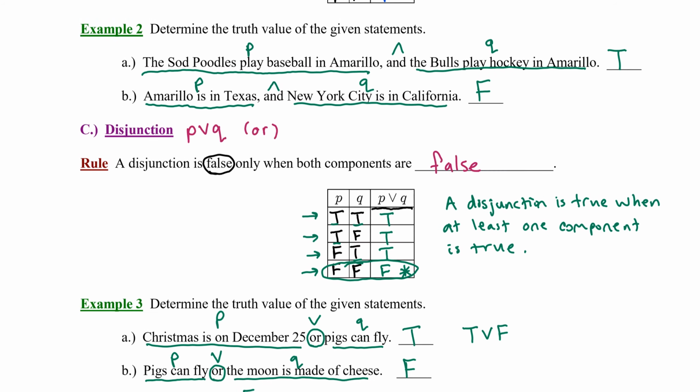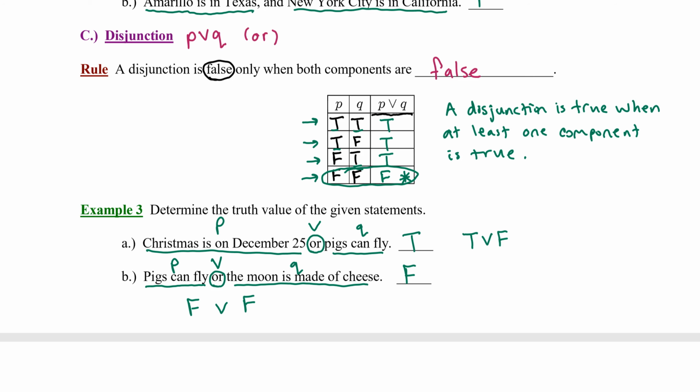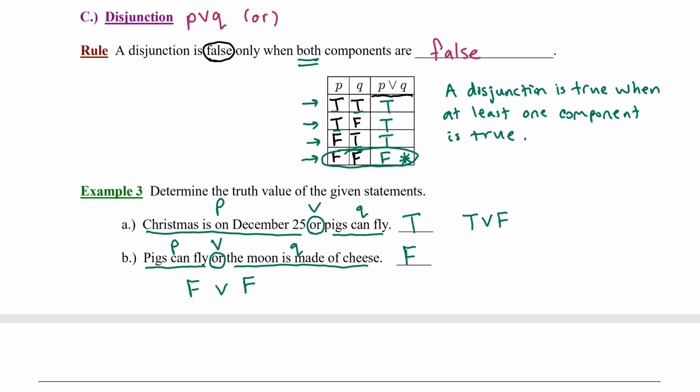And then a disjunction is false only when both components are false. Every other time it is true. And another way to think about that, a disjunction is true when at least one component is true. So I hope that was helpful. Again, go over that, let that sink in, and we'll look at some more examples in the upcoming videos.